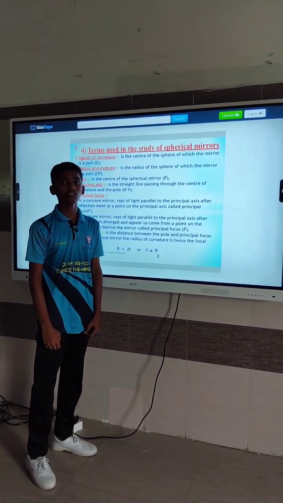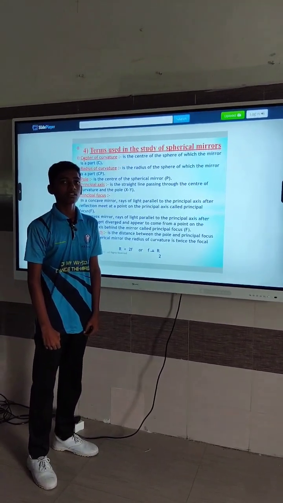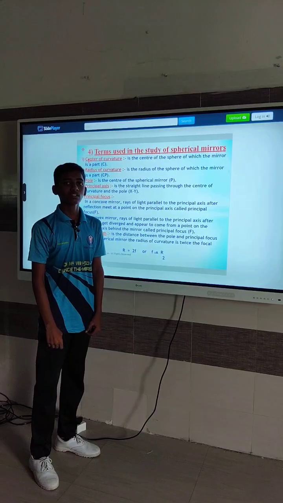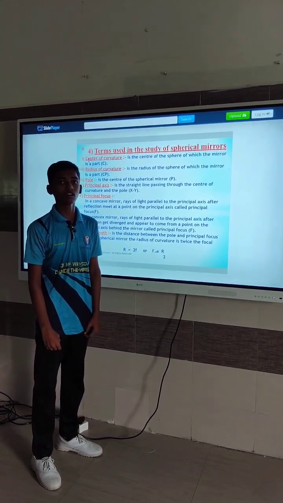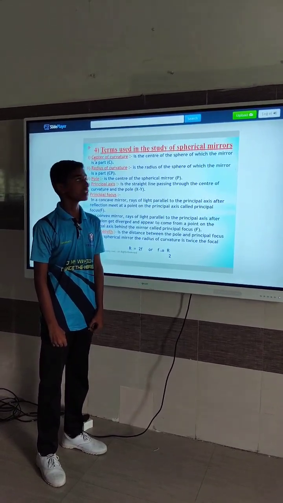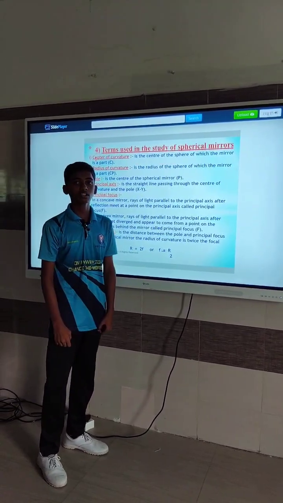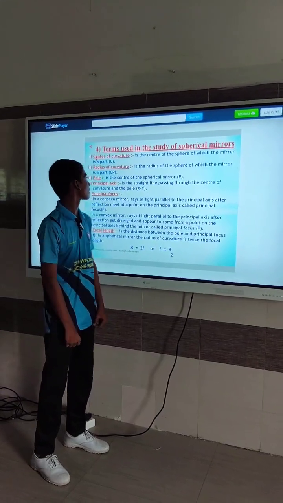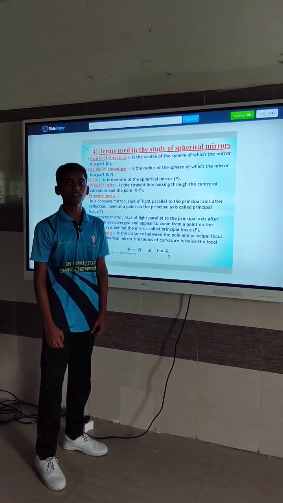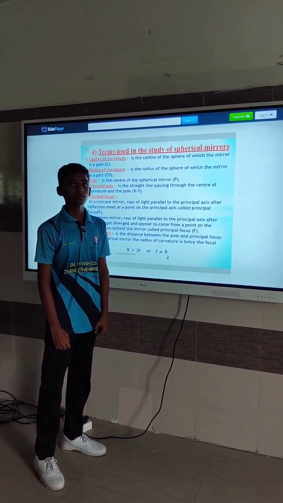Terms used in the study of spherical mirror. First one, center of curvature. The central point of a mirror is called center of curvature. Second one, radius of curvature. The distance between pole and center of curvature is called radius of curvature. Third one, pole. The midpoint of the mirror is called pole.